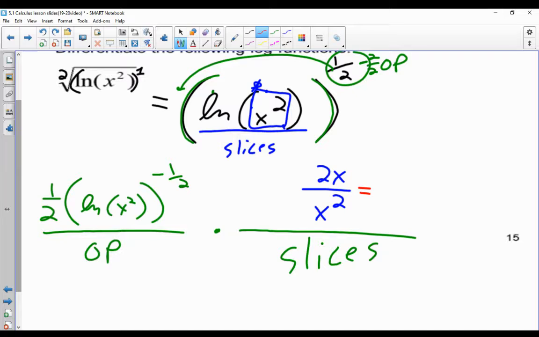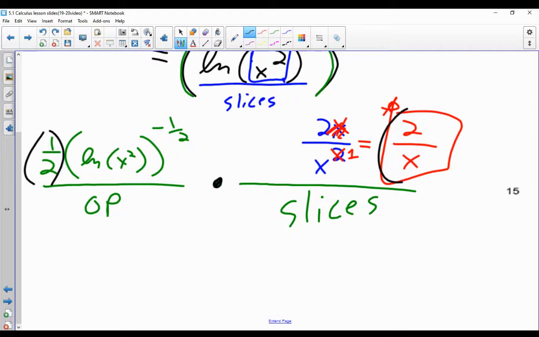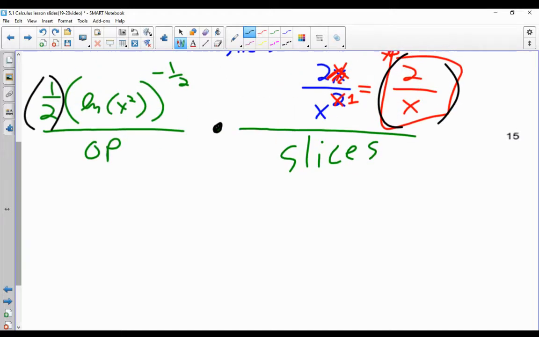Go from there. To make things easier, I'm going to go ahead and simplify the slices. I'm going to take out an x top and bottom. So that's gone. And that's going to become x to the 1, which will just be 2 over x. So the 2 over x will be our slices. Okay, we got our orange peel, we got our slices. Now let's multiply these together. And it looks like right now the only two things we can multiply are the 1/2 and the 2 over x. So let's go ahead and multiply those.